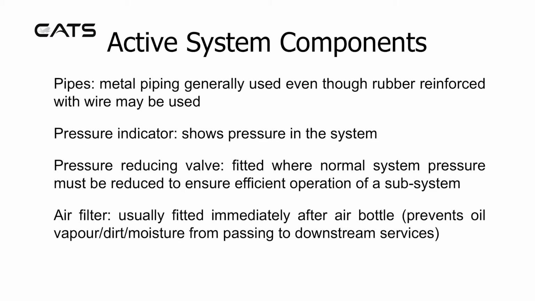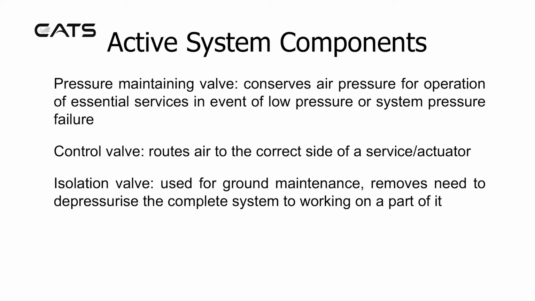The air filter is usually fitted immediately after the air bottle. It prevents oil, vapour, dirt, moisture from passing to downstream services. Pressure maintaining valve conserves air pressure for operation of essential services in the event of low pressure or system pressure failure.